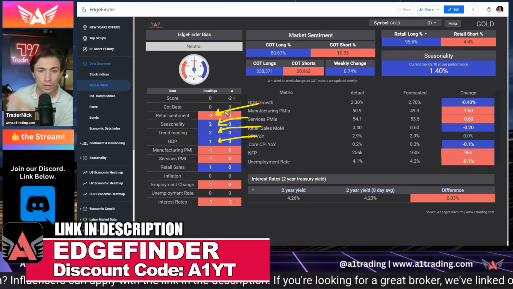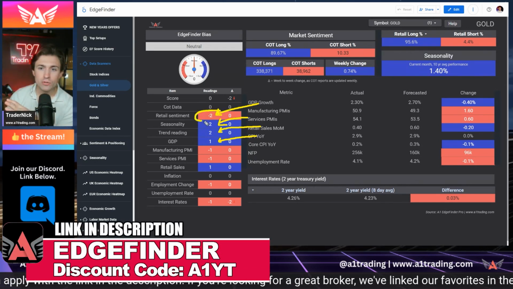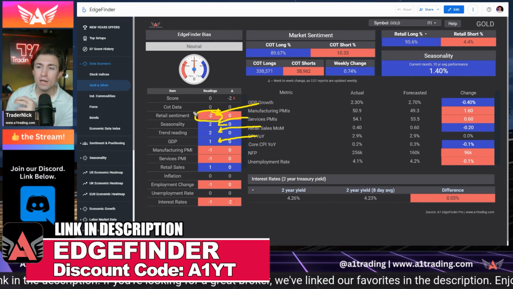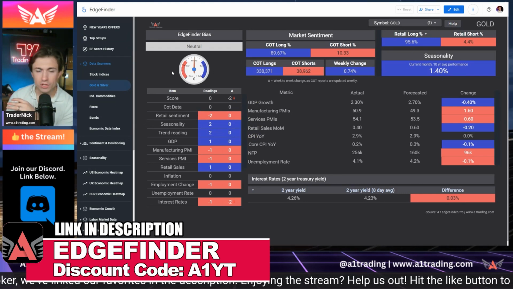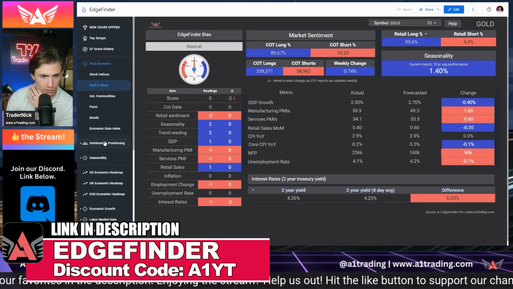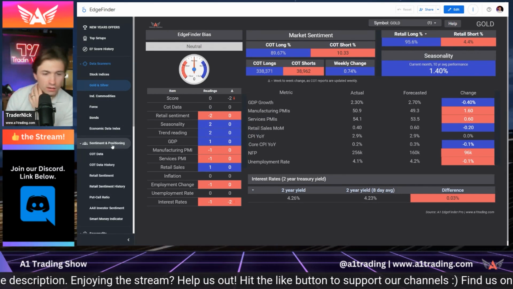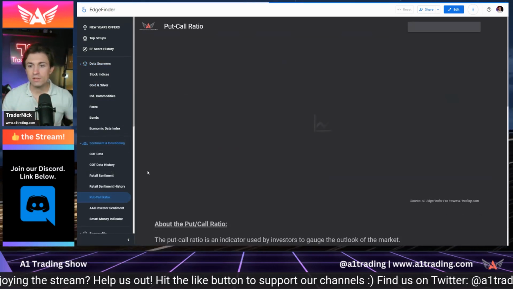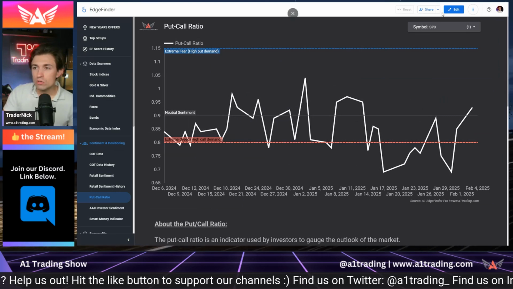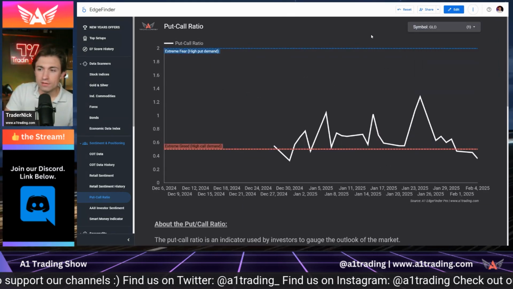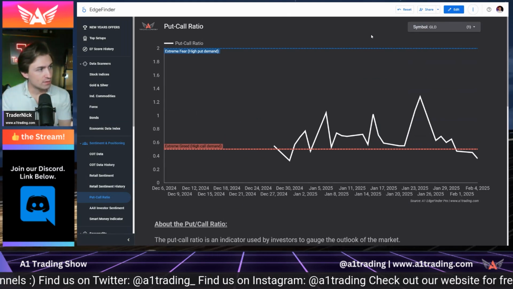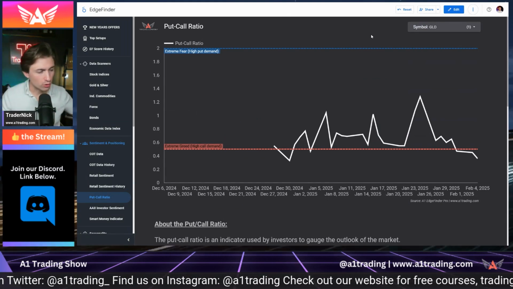Quite bullish on gold. I want to show you something too, because this is really quite important as well. If we take a look at where our put to call ratio is, we recently changed the way we do this. We now use options volume to get a way more accurate perspective of retail positioning on gold.